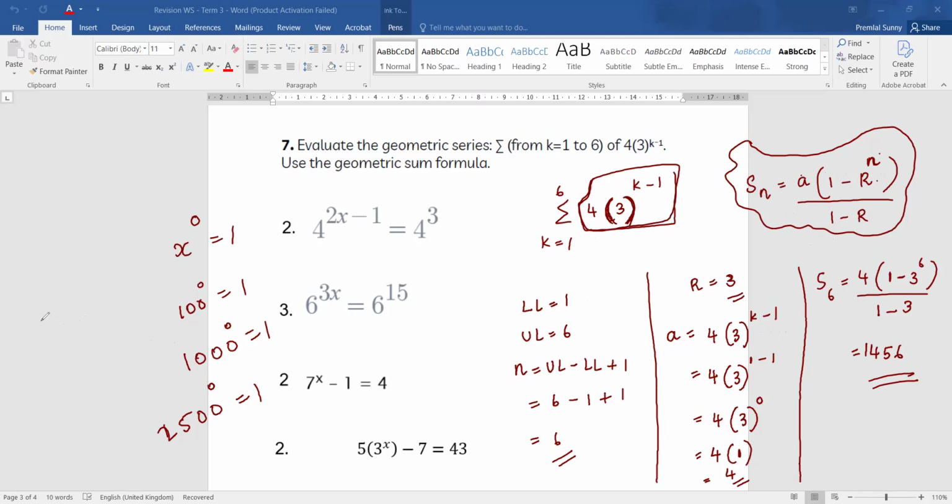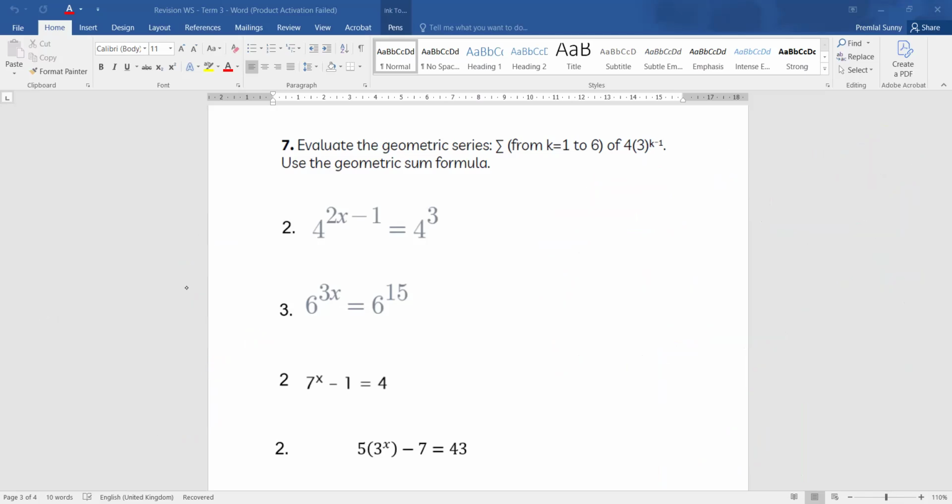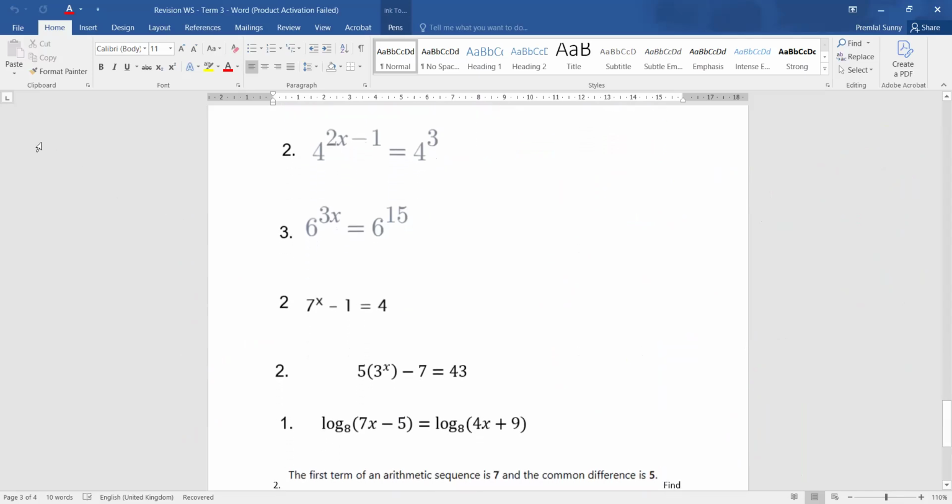Now let's move on to the next question here. Question 2 is from the topic solving exponential equations. 4 to the power of 2x minus 1 is equal to 4 to the power of 3. If you have the same base on both sides, here the base 4 and the base 4, you can just cancel the bases and equate the powers. That is, 2x minus 1 equals 3.